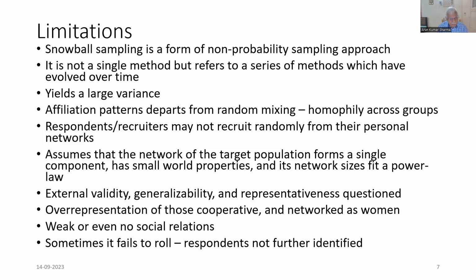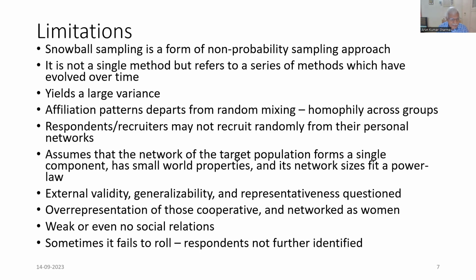Affiliation patterns in which you may be interested depart from random mixing. Homophily across groups means that in the seed and in the structure of people that you are going to study, people may belong to different ethnic groups or classes, or men and women, gender, or you can divide them into different categories. And it's possible that there is a bias in identifying the other persons or contexts. So men may identify more of men, women may identify more of women, or people belonging to minority groups may identify more of minority groups, etc.